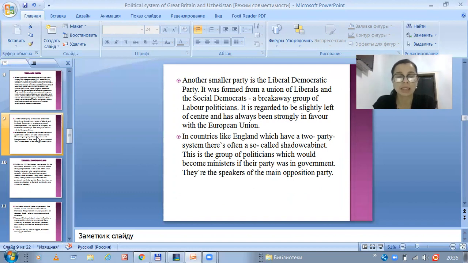In countries like England, which have a two-party system, there is often a so-called shadow cabinet. This is a group of politicians which would become ministers if their party was in government. The speakers of the main opposition party.